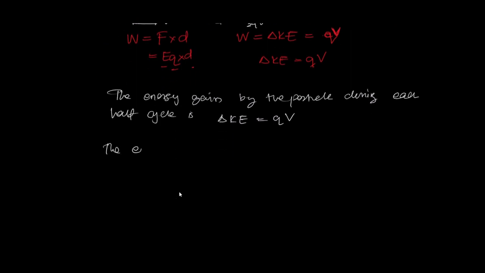the energy of particle after passing n number of tubes is n times QV. Hope the idea is clear. Let's look at an example to understand much better.